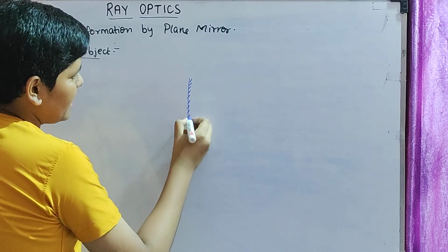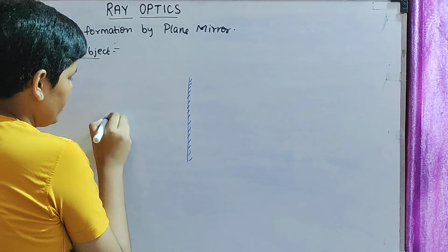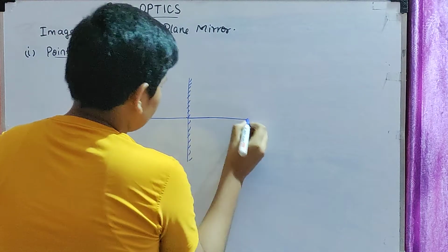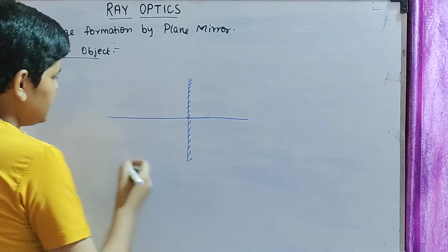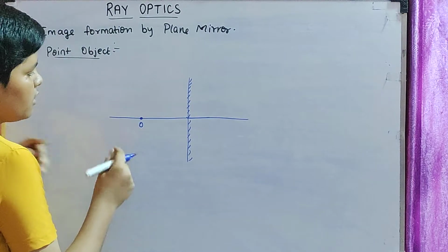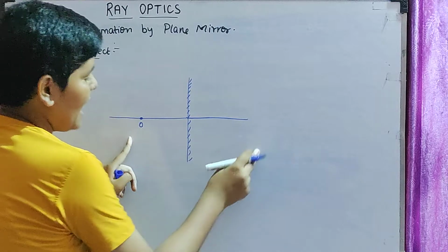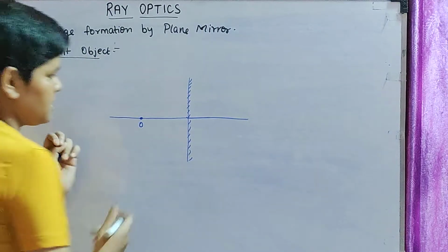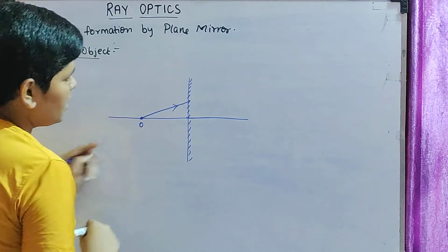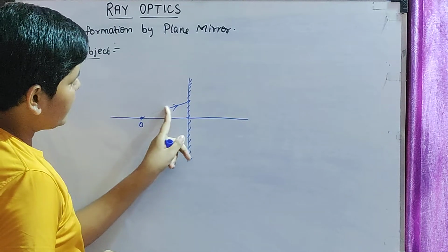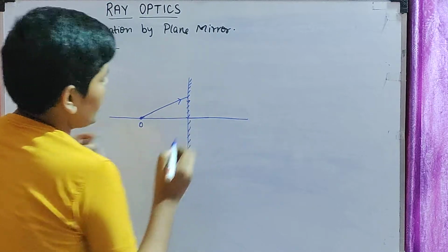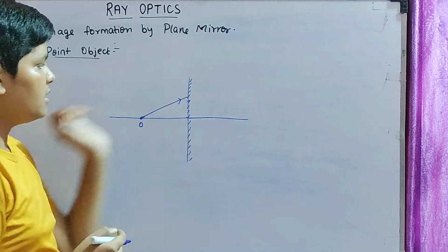Let us take this as the plane mirror. We are drawing one axis over here, which is the center axis. In a spherical mirror, it is called the principal axis. Here, we are taking a point object O. To find the image of O behind the mirror, you have to take two rays. First, you take a first ray like this. Now you are striking a ray on the mirror. It is a polished surface.